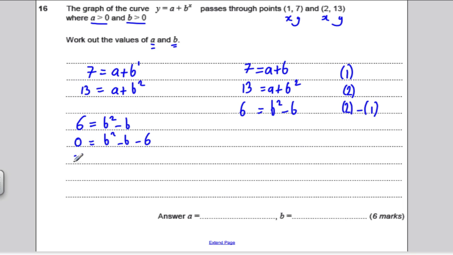Now we try and factorize. Well, this factorizes: 2 numbers that multiply to minus 6 and add to minus 1. They're b minus 3, b plus 2. And making both brackets equal to 0, I get b is 3 and b is minus 2. The question tells us b has to be bigger than 0, so b is 3 is our answer. Substituting 3 back into that equation here, a must be 4.